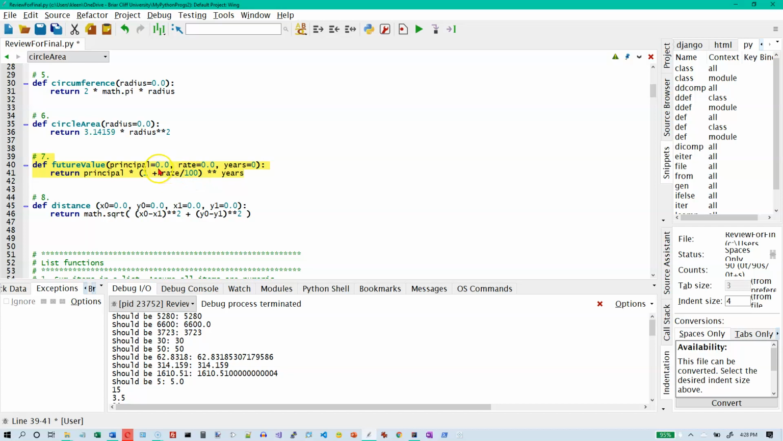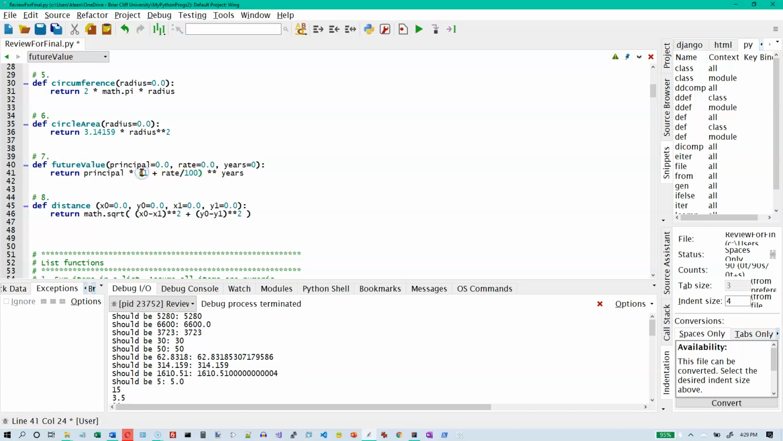We're passed in a principal, a rate, and number of years. And the rate is passed in basically as a whole number rather than as a percentage. So if it was 5%, we pass in 5. Which means we've got to divide it by 100 down here to make it into a percent. So when you're calling this function, you have to know that this number is supposed to be 5 for 5%, not 0.05. Otherwise, you'll end up dividing that by 100, and your answer will be way off.